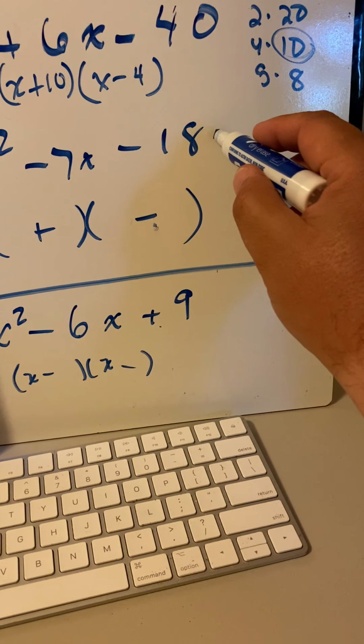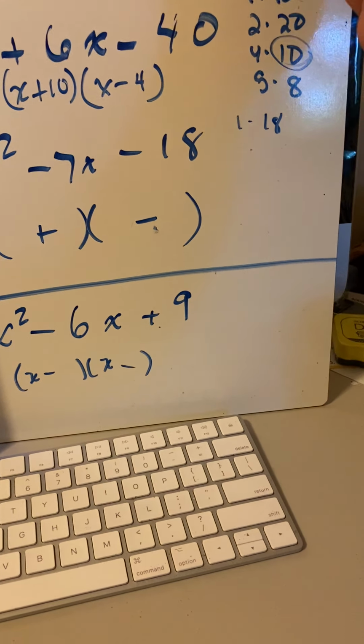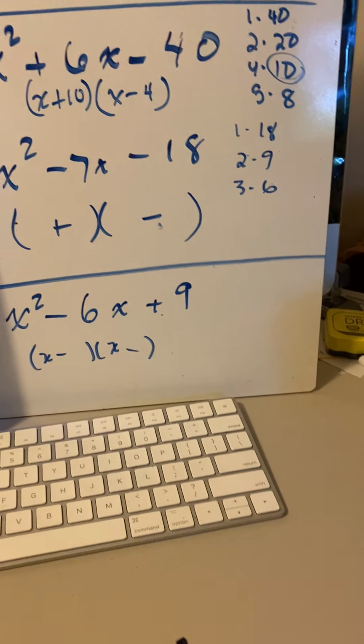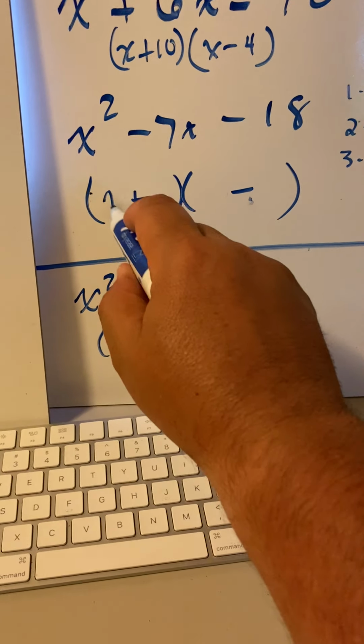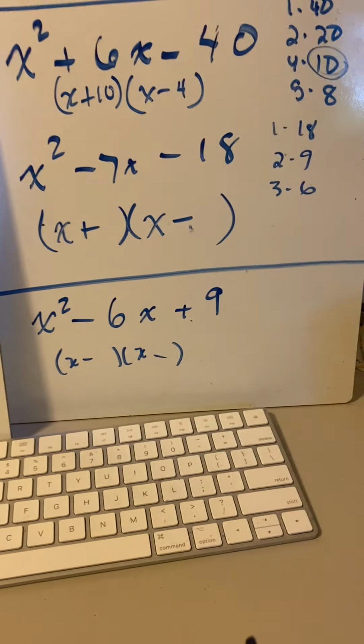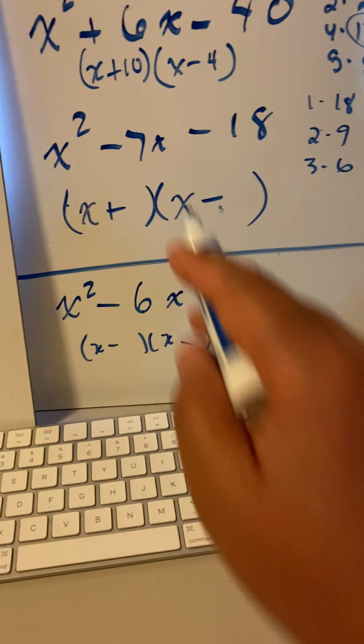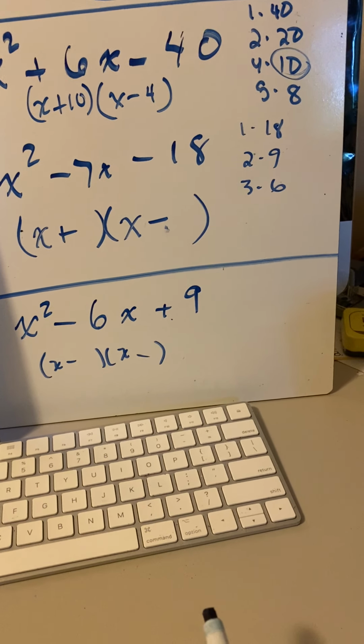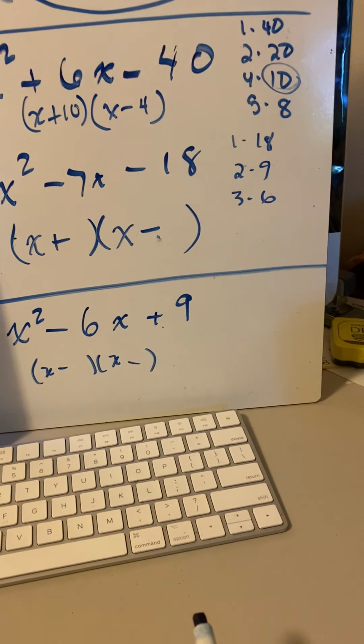I'm going to do the factors of 18. 1 times 18, we've already done them. 2 times 9, 3 times 6. Okay, they are opposites of each other. It's going to be x minus, x plus. So I've got to make 7 between, oh, guess what? It's 2 and 9 again. Okay, 2 and 9 again.